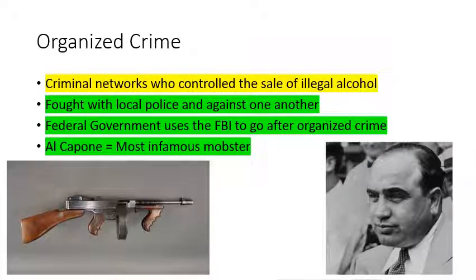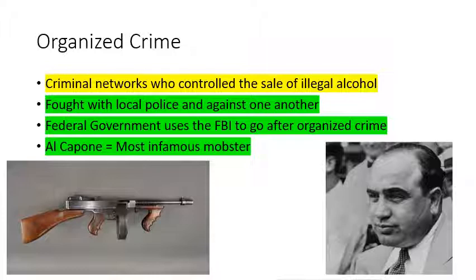But prohibitionists didn't really look at what the negative effects of Prohibition could be, and it's going to lead to organized crime. Americans still want alcohol, and they can't get it legally, so criminal networks are going to start to distribute illegal alcohol, and they're going to fight with local police and against one another for control of large markets like Chicago, New York City, large urban areas.